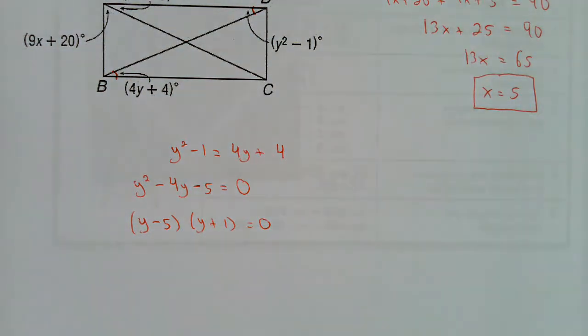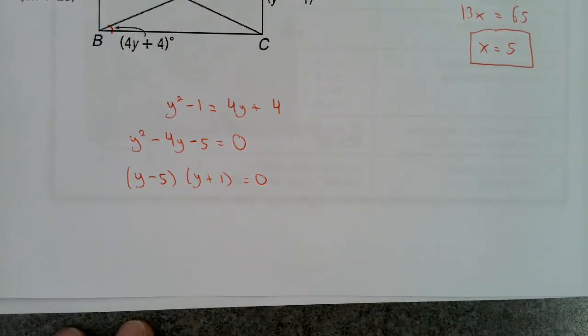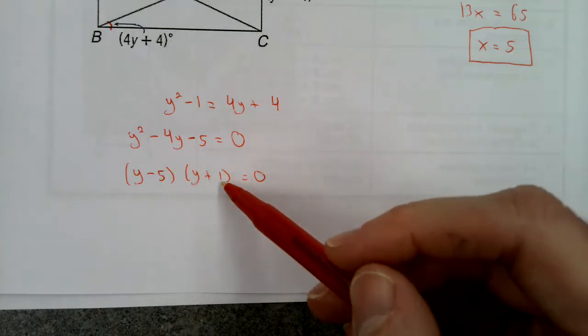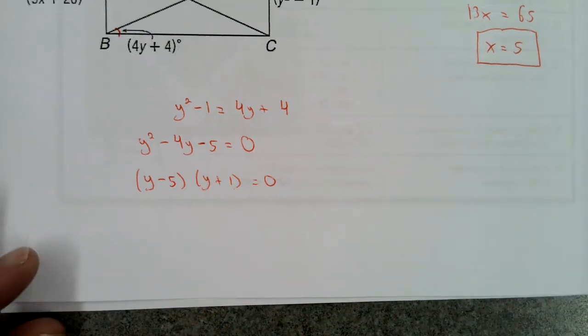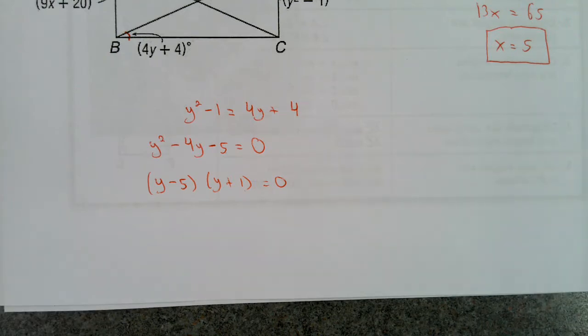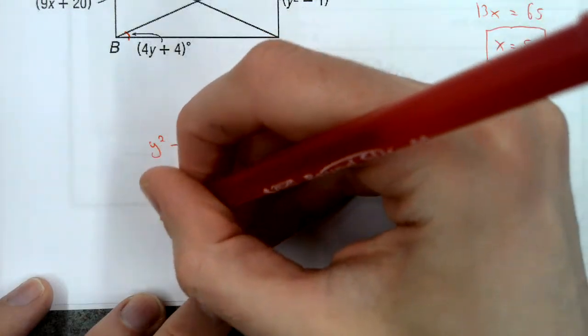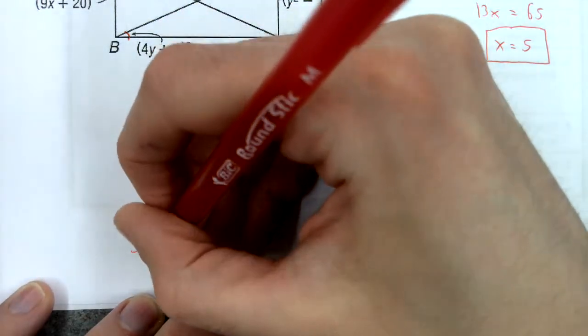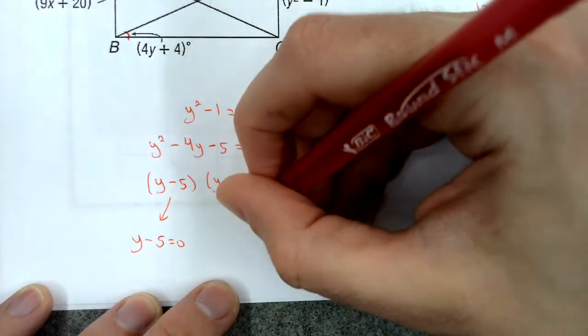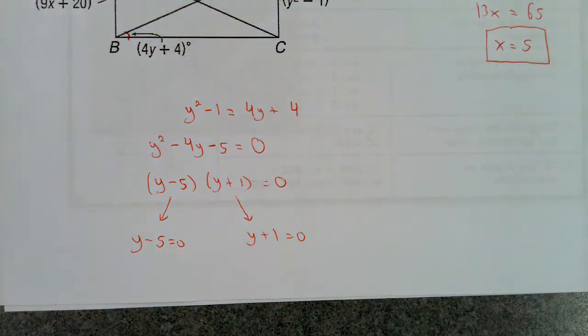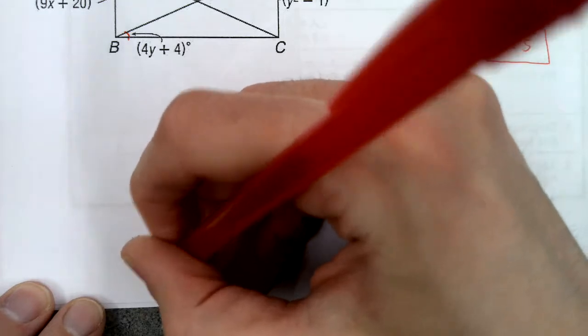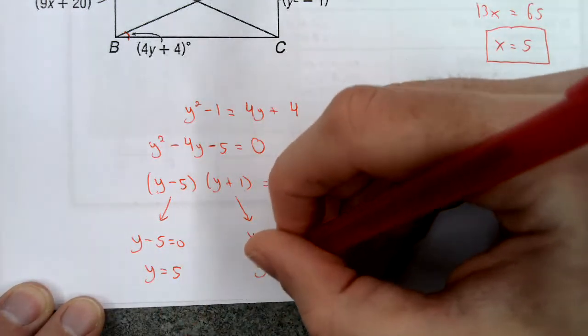It's going to be y minus 5 and y plus 1, because negative 5 times 1 is negative 5, and negative 5 plus 1 is negative 4. Now you're multiplying 2 terms to get 0. The only way that's possible is if one of them is 0. So either y minus 5 equals 0 or y plus 1 equals 0. That would give you y equals 5, and that would give you y equals negative 1.